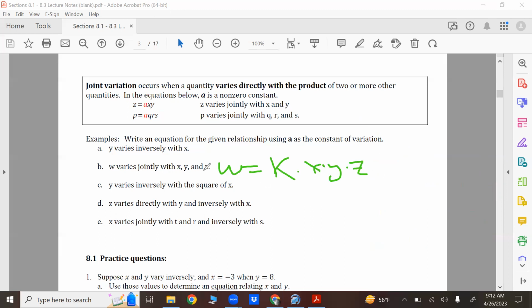Or did you just put those all together, like how they did? Yeah, you could do that. You could do W equals KXYZ. Sure, same thing. Now let's look at the next one, and we're using K again, not A.